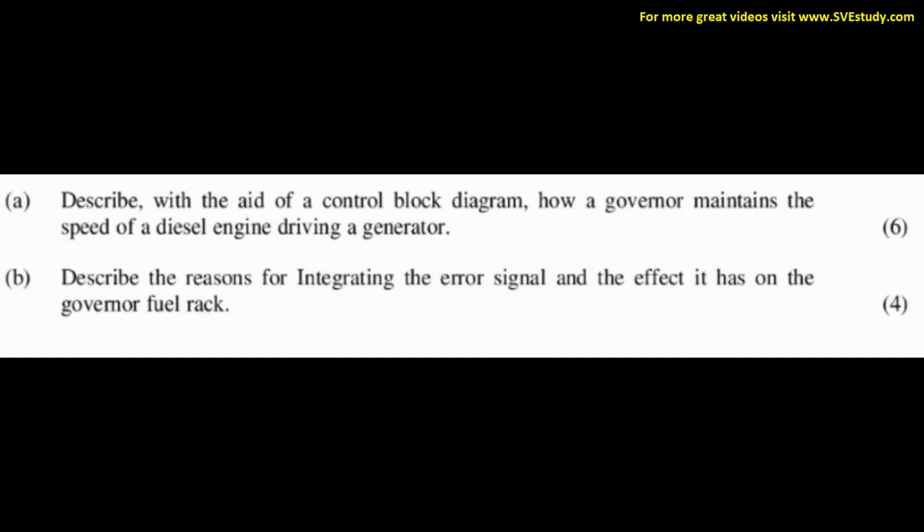A. Describe, with the aid of a control block diagram, how a governor maintains the speed of a diesel engine driving a generator. B. Describe the reasons for integrating the error signal and the effect it has on the governor fuel rack.